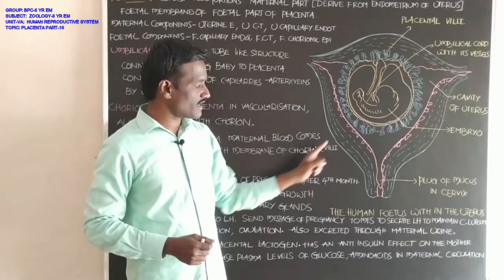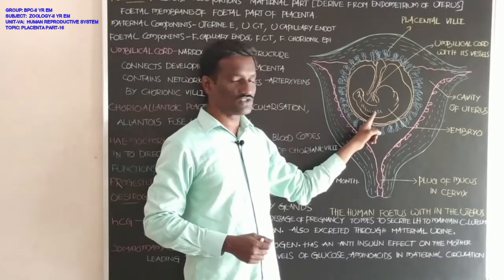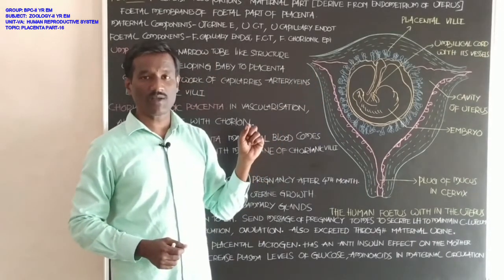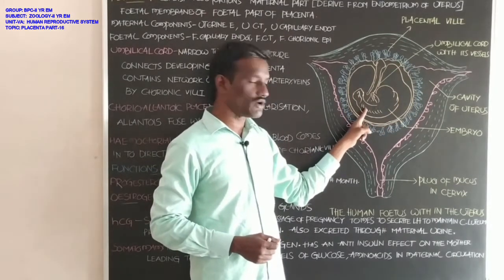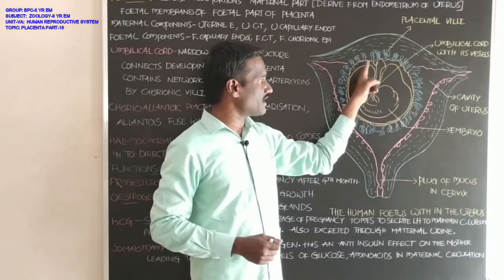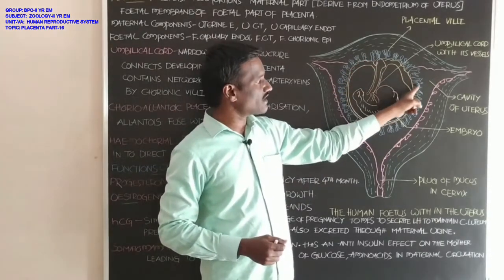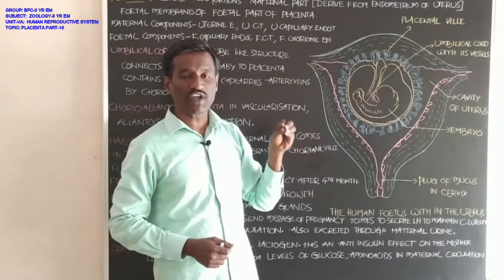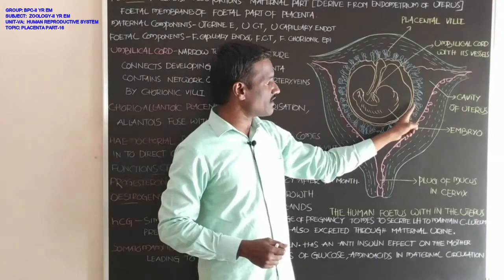Student, this is a diagrammatic representation of the human fetus developing within the uterus of the female reproductive system. This is the inner part of the uterus. If you observe, this is the developed embryo, and these are the extra-embryonic membranes that surround it. These are chorionic villi, also called placental villi, which invade the inner part of the endometrium of the uterus.